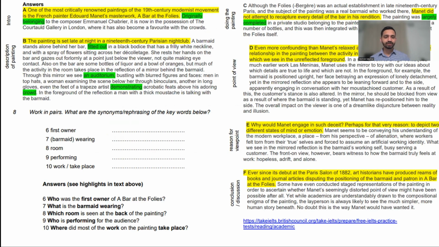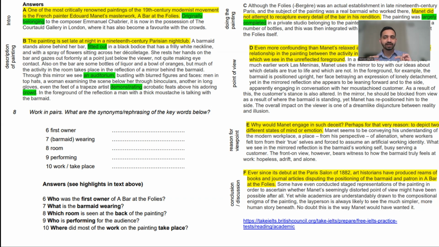All right, let's review the answers. So in this one, you could see the answers highlighted in the text. Look at the green ones, that's where it's highlighted. The first owner, it doesn't say "first owner" in the article, but it says "originally belonging to composer Emmanuel Chabrier," right? So this is how you're going to find it.